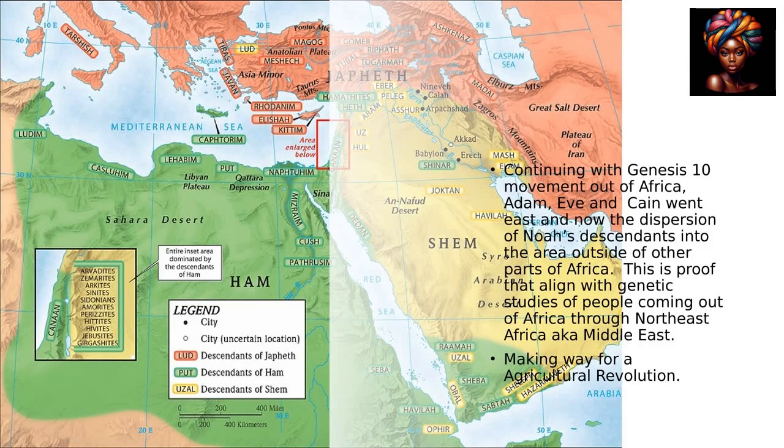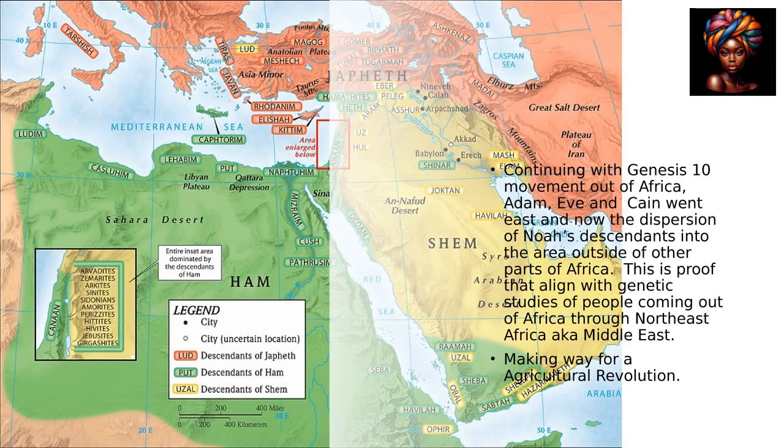It says it continued with Genesis 10, movement out of Africa. Adam and Eve and Cain went east, and now the dispersion of Noah's descendants into the area outside of the other parts of Africa. This is proof that aligned with genetic studies of the people coming out of Africa through Northeast Africa, aka Middle East, making way for an agricultural revolution, or agriculture people. Excuse me, just a second.